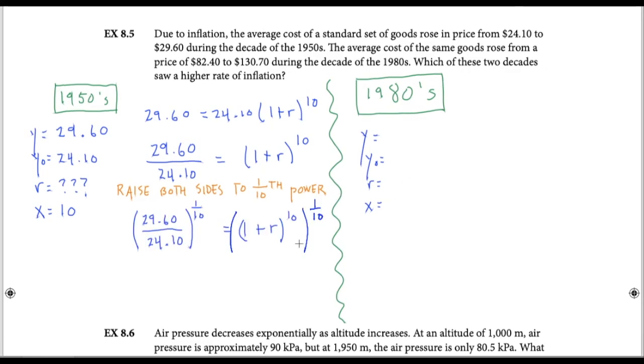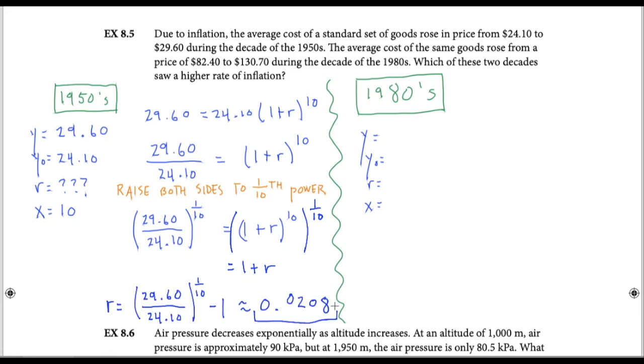Notice that on the right-hand side, the 10th power and the 1/10th power will multiply together to give me a 1th power or first power, and so I won't bother writing that. On the right-hand side, I'll simply have 1 plus r. Therefore, in order to isolate r, I can just subtract 1 from both sides, yielding a final value of 0.0208. This is my inflation rate for the 1950s. So I would say the 1950s had inflation of approximately 2%.